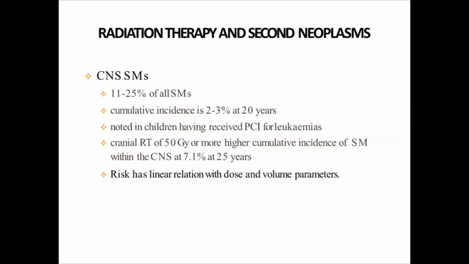CNS secondary malignancies comprise 11 to 25% of all secondary malignancies. The cumulative incidence is 2 to 3% at 20 years. It is noted in children having prophylactic cranial irradiation for leukemias. With cranial RT of 50 gray or more, there is a higher cumulative incidence of secondary malignancy within the CNS at 7.1% at 25 years, and risk has a linear relation with dose and volume parameters.